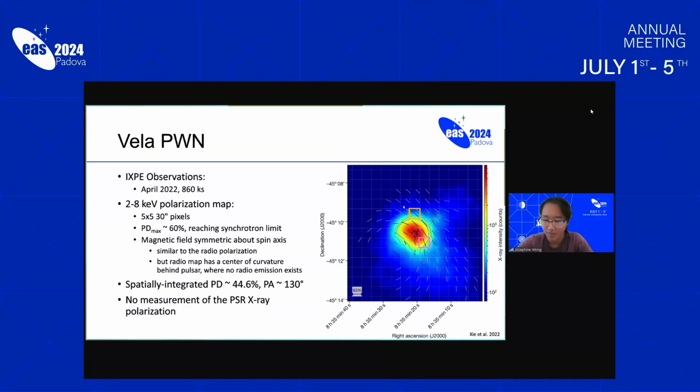IXPE was not able to measure the pulsar polarization. It has a low flux, about 10% of the total number of counts in this region, and it's also believed to be mostly thermal emission. Also, considering that the optical polarization for the pulsar was fairly low, and if we assume an analogy between the optical and the X-ray polarization, then we would expect the X-ray polarization for the pulsar to also be small.